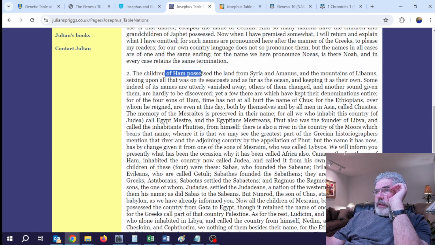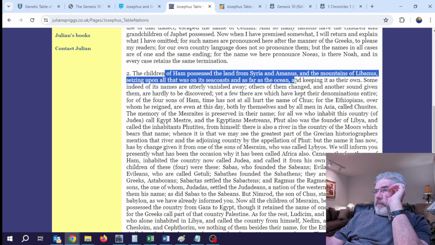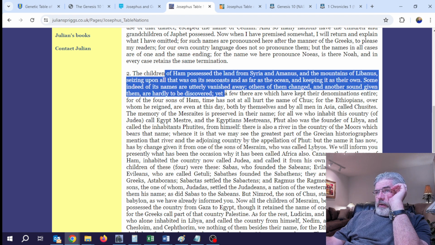Then it goes on to Ham, and it says, the children of Ham possessed the land from Syria and Amanus and the mountains of Libanus, seizing upon all that was on its seacoasts and as far as the ocean, and keeping it as their own. Some indeed of its names are utterly vanished away, others of them changed, and another sound given them are hardly to be discovered. Yet a few there are which have kept their denominations entire.